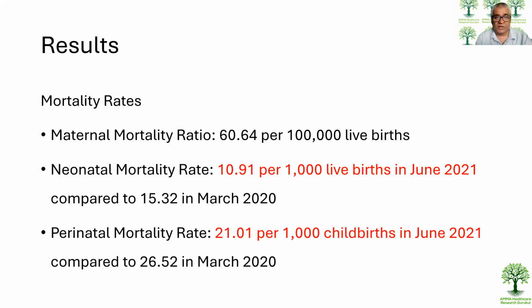We are seeing perinatal mortality rate dropping to 21.01 per 100,000 childbirths in June 2021 compared to 26.52 in March 2020. And this drop is driven by the reduction in neonatal mortality rate, as well as by a small reduction in the number of stillbirths.